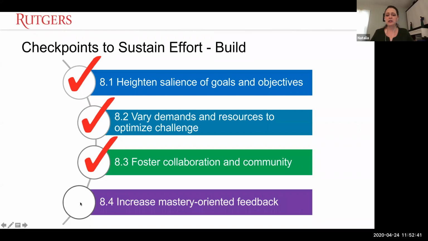8.4, increase mastery-oriented feedback. So again, providing timely feedback and outlining areas where students should be focused on or working on is very important. So please just be visible and be present in your courses, and that will help your students a lot.